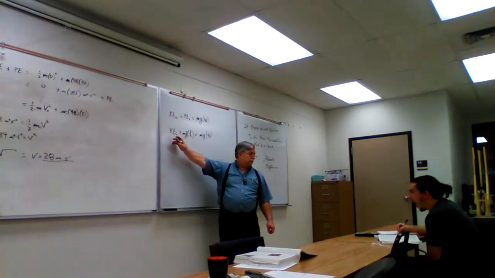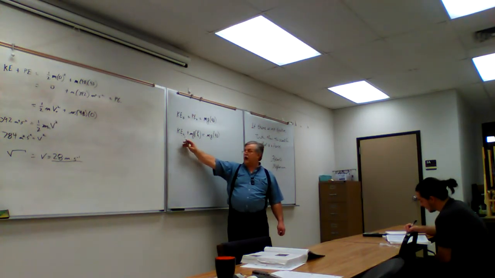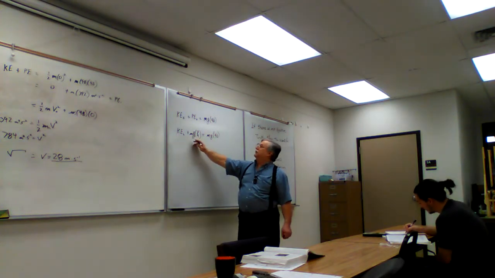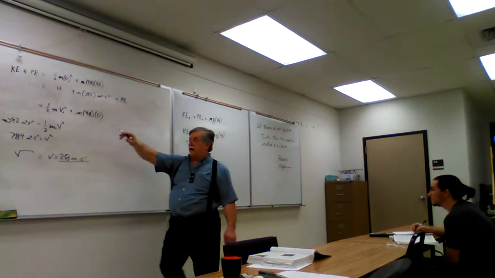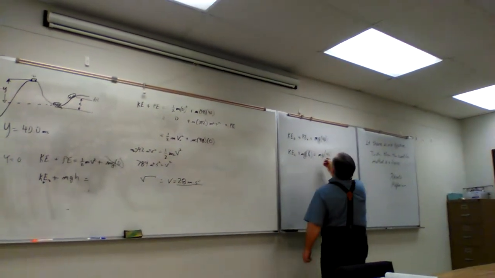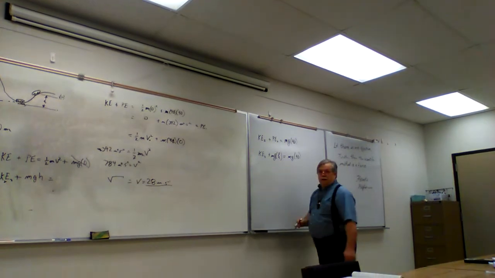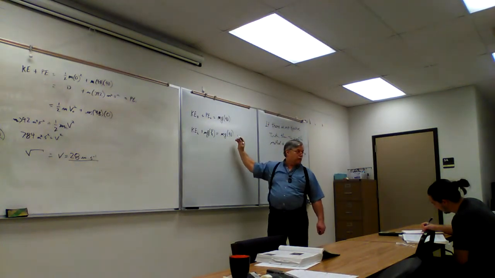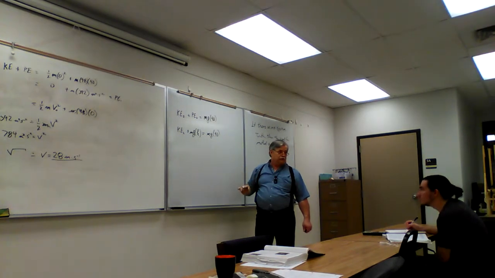Right, this is what I'm saying here. I've got this kinetic energy at height h, plus the potential energy at height h, is still equal to mass times gravity, times 40, the total potential energy that we started with. Okay?